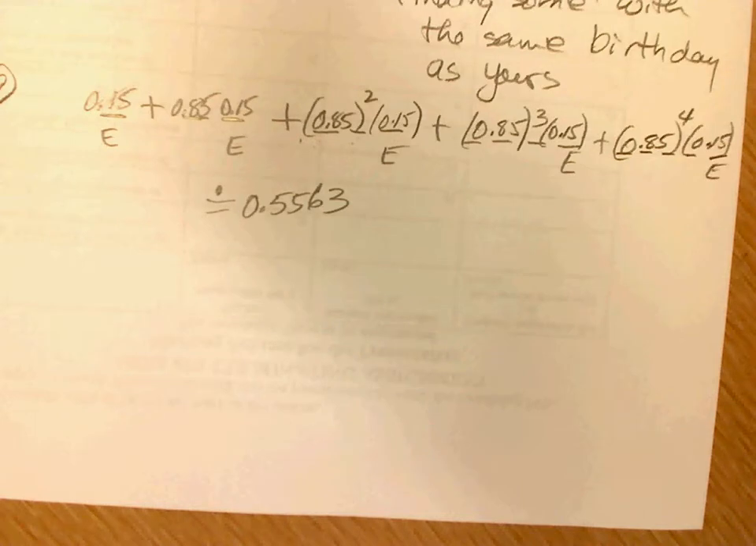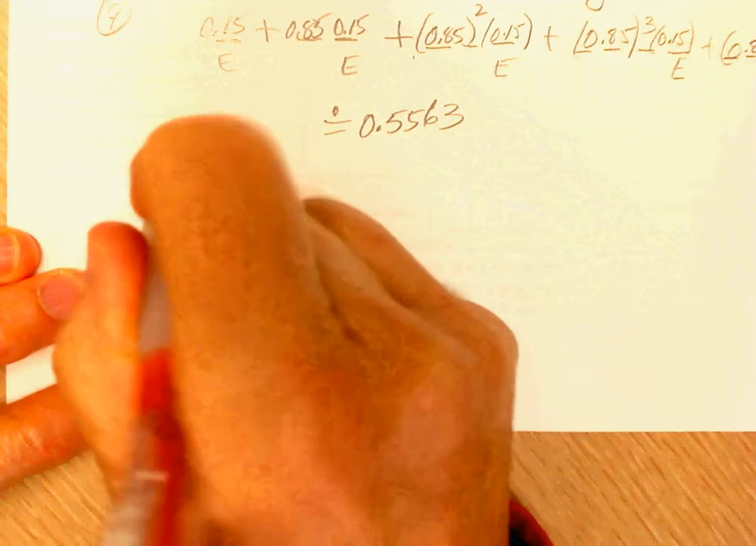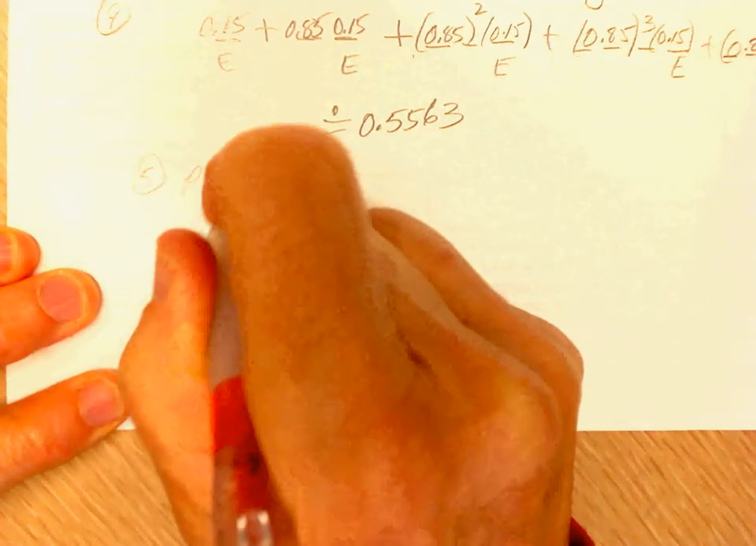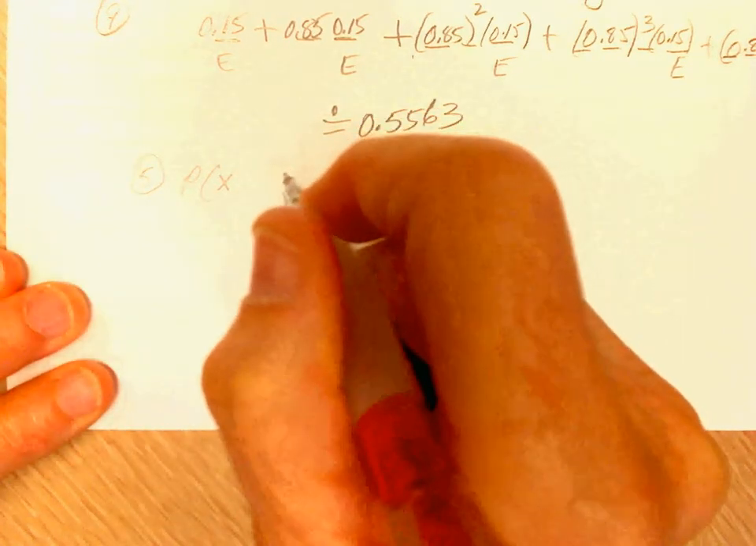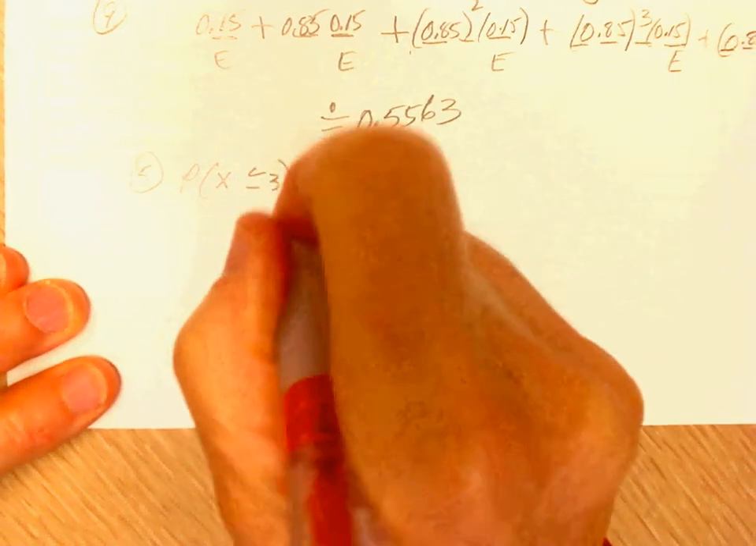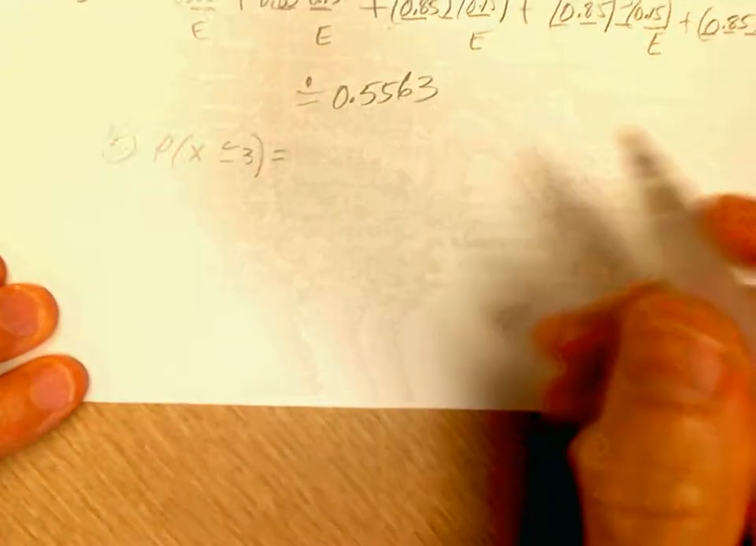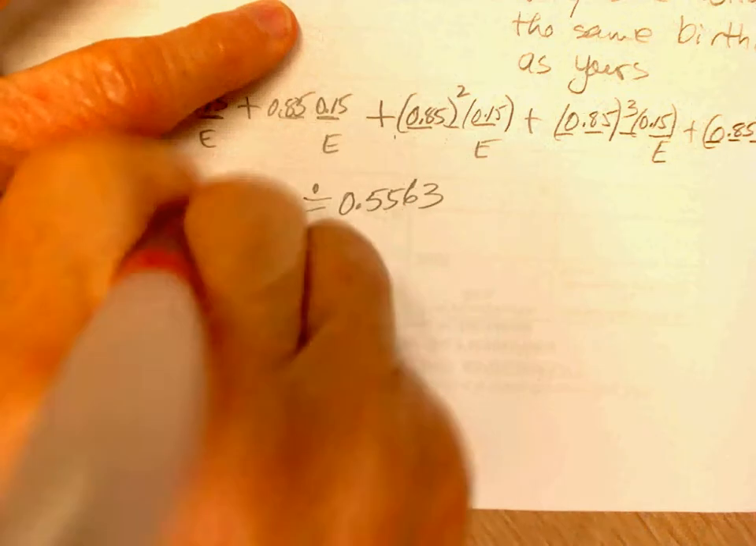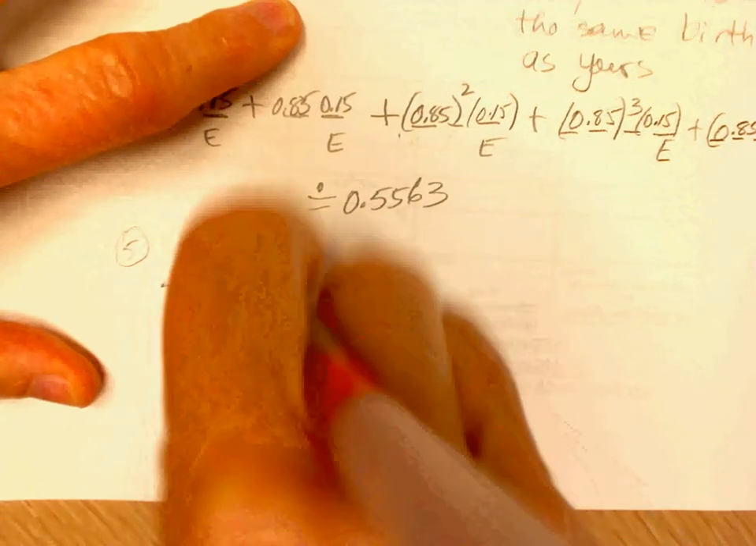Number 5. What are the odds against your rolling doubles in fewer than 4 rolls of dice? So to find the odds against it, we're going to have to find the probability x is less than or equal to 3, right? Because in this situation, here, let me draw a little picture first.